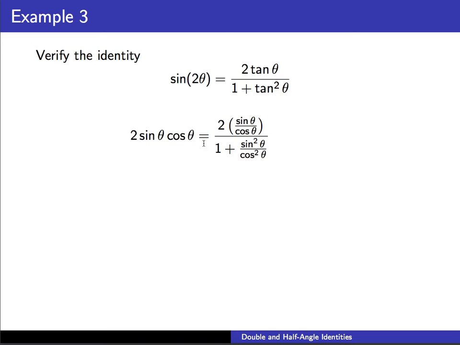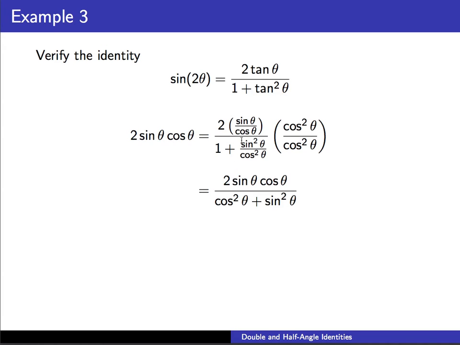In this case, our least common denominator is cosine squared. So if we multiply everything by cosine squared, it'll clear out these tiny fractions. Doing that, we get 2 times sine of theta. The cosine in this denominator is going to cancel out one of the cosines here, leaving us with 2 times sine theta times cosine theta in our numerator.